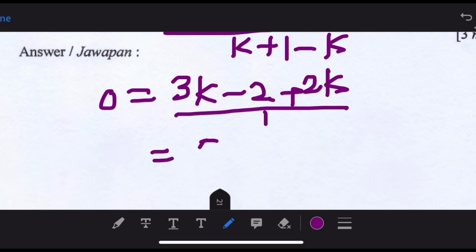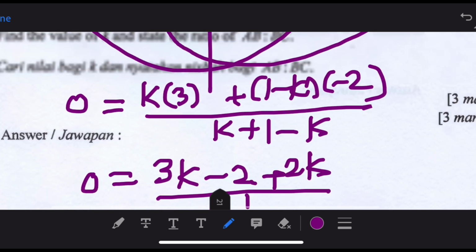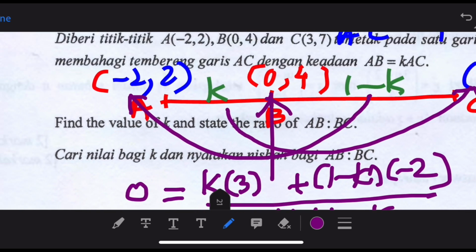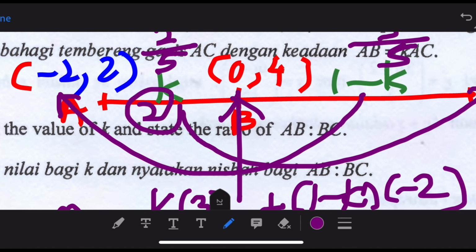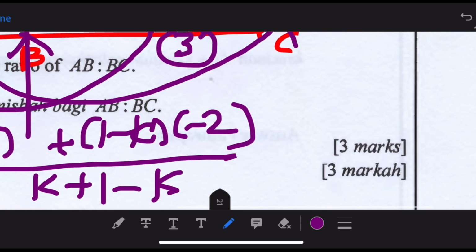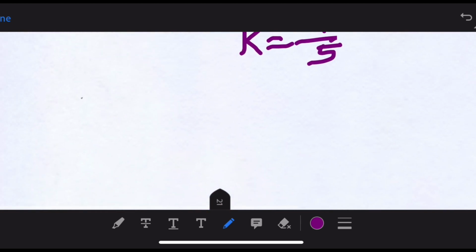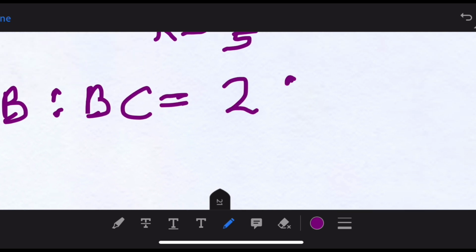If you're running out of time, you just do 1, and you solve the value of K is 2 out of 5. So that is what the question is asking: find the ratio, find the value of K. So K's value is 2 over 5. That means the ratio AB to BC is 2 to 3. So finally we will write the ratio AB, ratio BC is equal to 2 ratio 3.